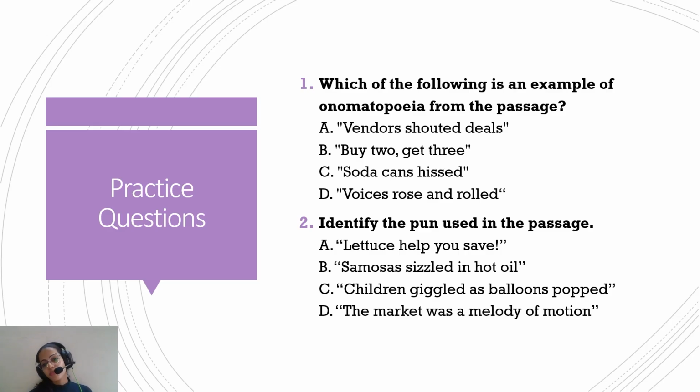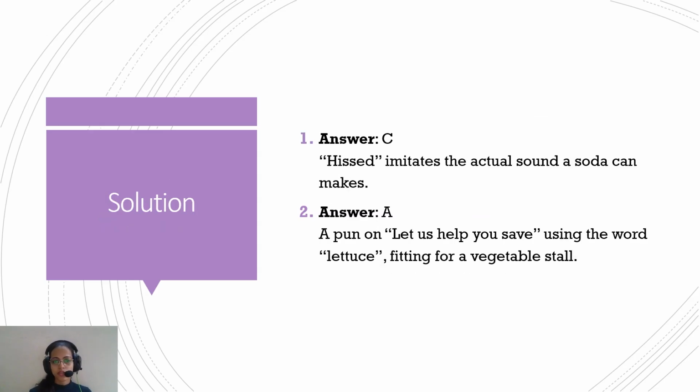Question 2. Identify the pun used in the passage. A. Let us help you save. B. Samosas sizzled in hot oil. C. Children giggled as balloons popped. Or D. The market was a melody of motion. So option A, let us help you save, because the word lettuce is a pun upon let us being replaced with lettuce. Lettuce is a vegetable as we just discussed. So option A is your answer.